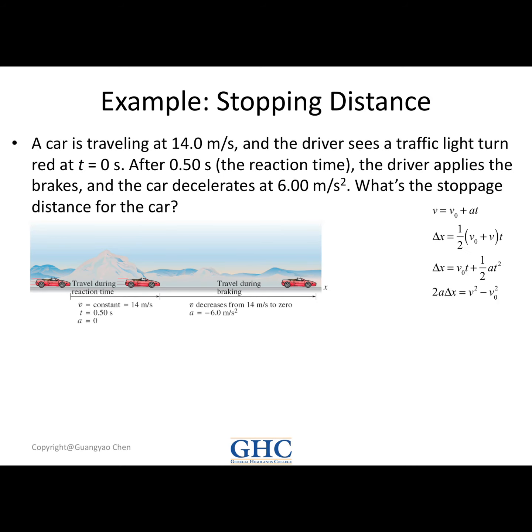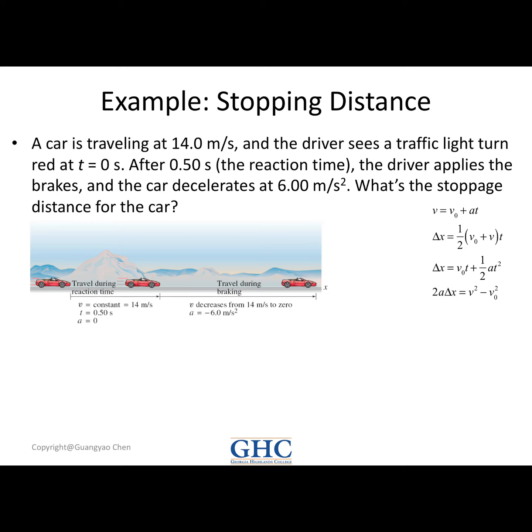So let's look at the first example. We have a car traveling at 14 meters per second. The driver sees a traffic light at t equals 0, and it takes him 0.5 seconds to brake. After he brakes, the car has an acceleration of negative 6 meters per second squared. Now it shows the acceleration is in the opposite direction of the displacement as well as the velocity. So what is the total stopping distance for the car?